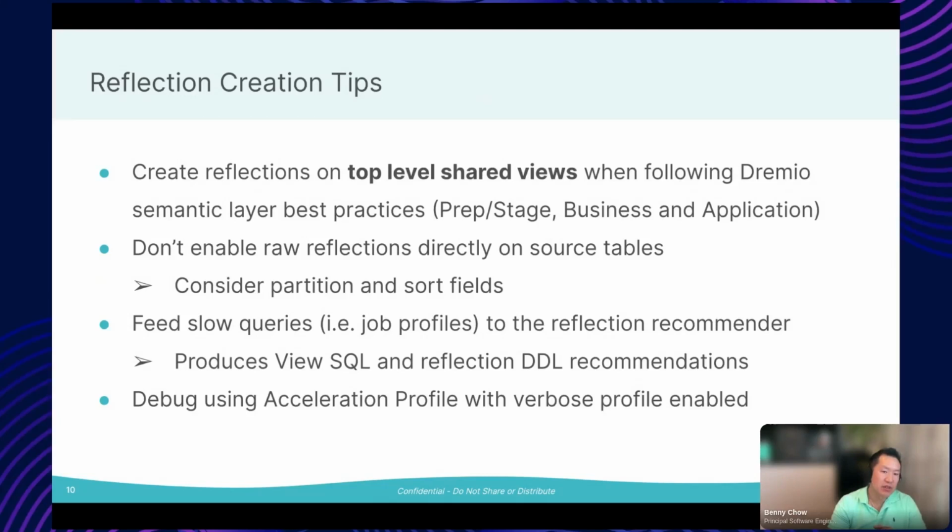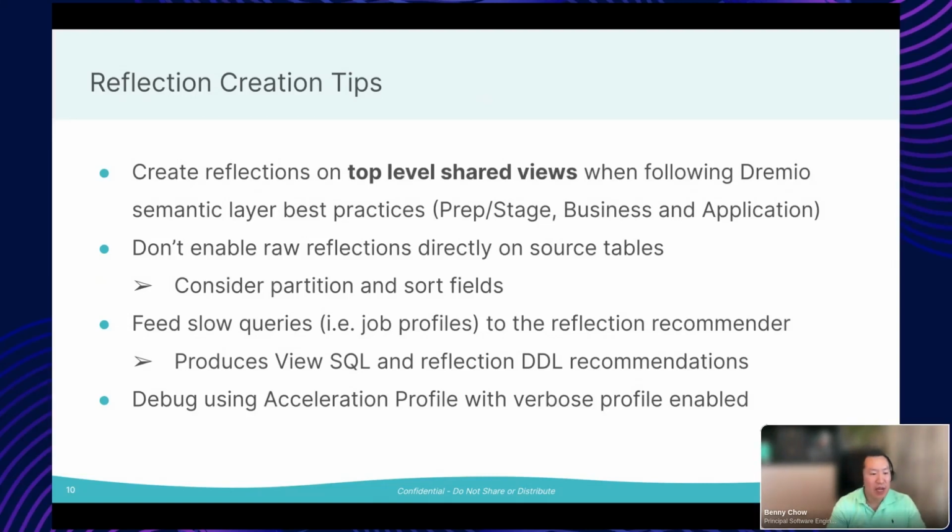Another tip is, don't just enable raw reflections directly on source tables, because what you're really doing there is just copying the data, which might not provide much value. Instead, you need to think about whether you could partition or sort the data so that you optimize the file pruning for your queries. That's what you should be thinking about there.